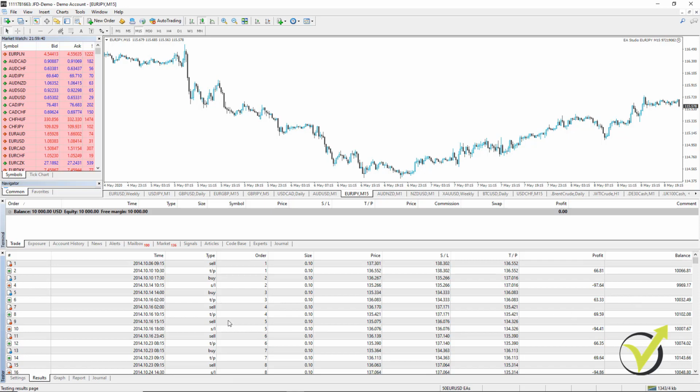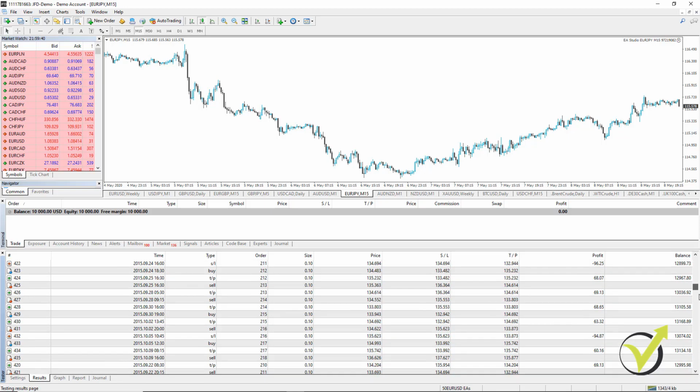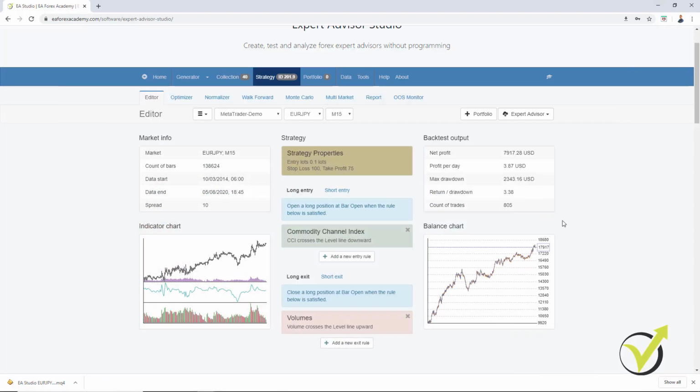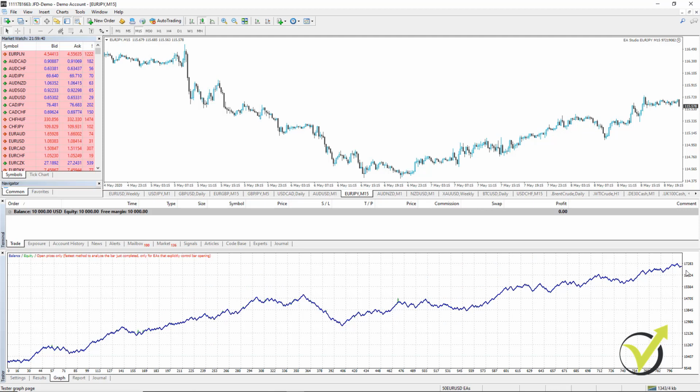Here are the results, all trades that opened and closed, and then we have the graph, which you can notice is the very same as what we had with EA Studio, just it is in a wider window. And you can see that here the strategy did above 17,900, and in MetaTrader it did about 17,200, but this is because the historical data is a little bit different in MetaTrader. I don't have that much data as I have in EA Studio.